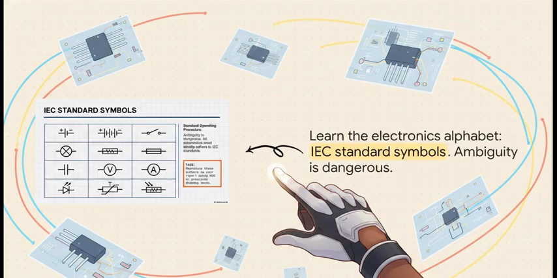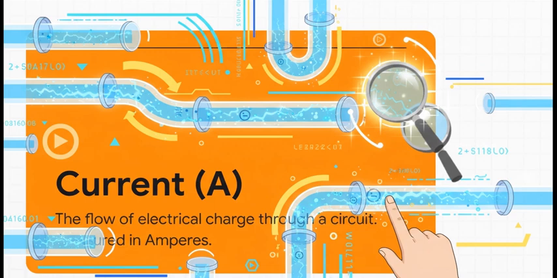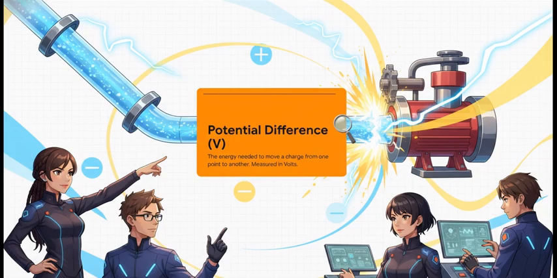Ambiguity is your enemy. First up is current, which we measure in amperes. You know, the easiest way to wrap your head around this is to think of it like the volume of water flowing through a pipe. It's just the amount of charge that's zipping past a certain point every second. Next up, potential difference, or as you probably know it, voltage. So if the current is the water, voltage is the pressure that's pushing that water through the pipe. It's the energy that gets the whole show on the road.